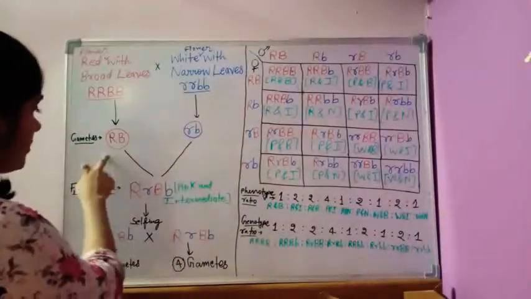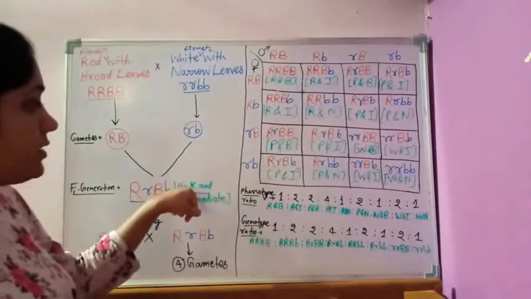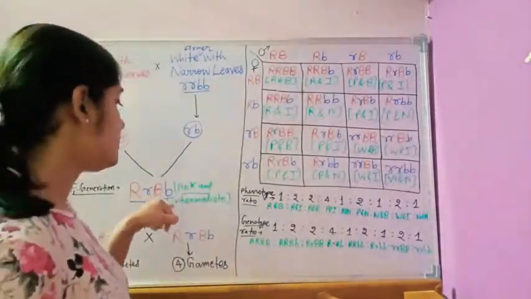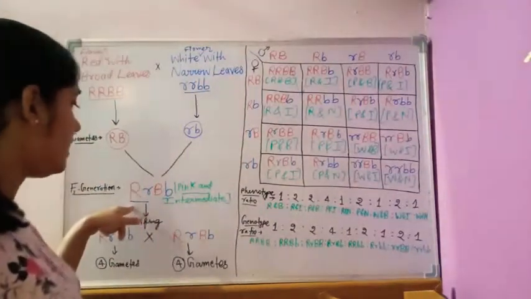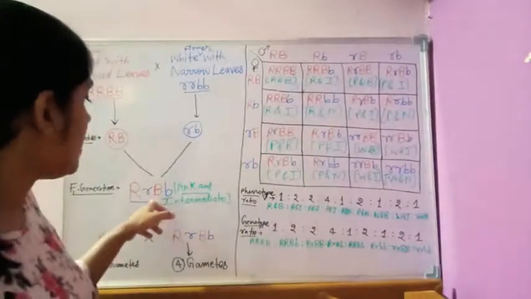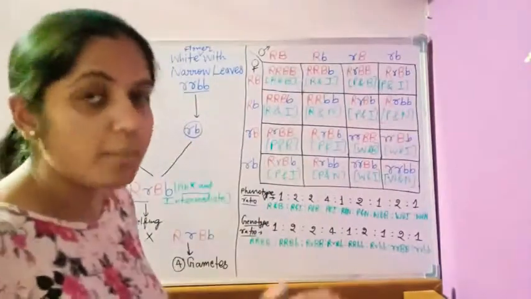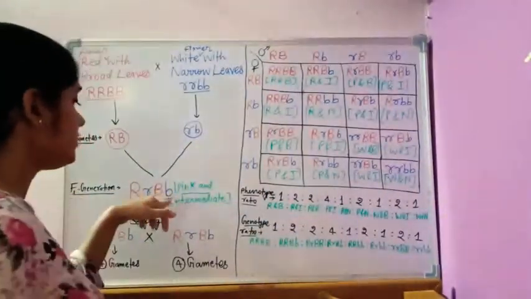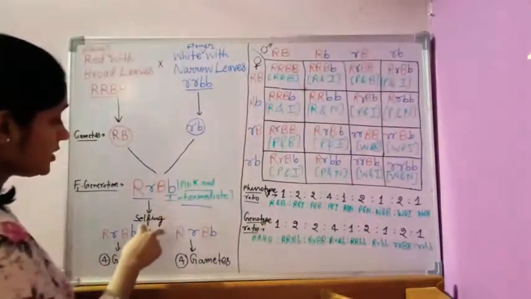After the gametes, we get the F1 generation. In the F1 generation, you see that the flower is pink in color and intermediate leaves are produced because of incomplete dominance. The red color flower allele cannot completely mask the expression of the white color flower allele, and the dominant broad leaf character cannot completely mask the expression of the recessive character, the narrow leaves. So the leaves are intermediate in size. Remember it.